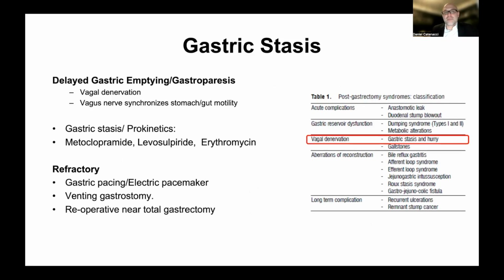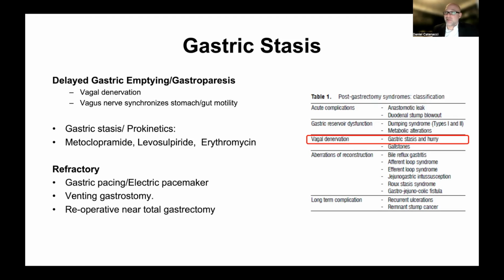So moving on then from those metabolic issues, you can also get something called gastric stasis. So the opposite of too fast going through, this is that it's not coming out fast enough, or something that's called delayed gastric emptying or gastroparesis. And the thought here is because one of our major nerves that innervates the stomach area, called the vagus nerve, is what is synchronizing our stomach and gut motility. And so when the surgeon comes in to remove the stomach, this inevitably can be denervated, cut, and that can lead to delayed gastric emptying, gastroparesis.